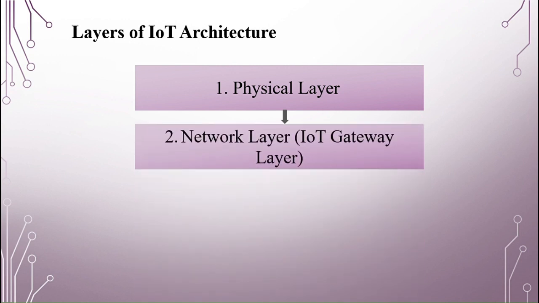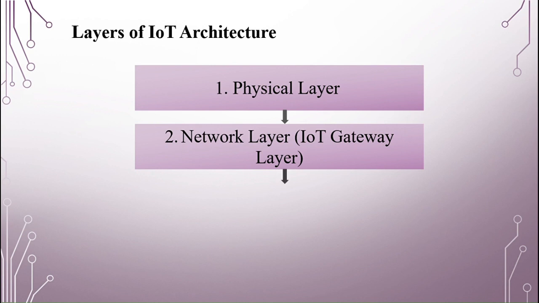Next is the network layer, which is also called the IoT gateway layer. The network layer of IoT architecture enables communication between the device and the cloud. So this is about this layer. It acts as a gateway between the device and the cloud. So this is the network layer.